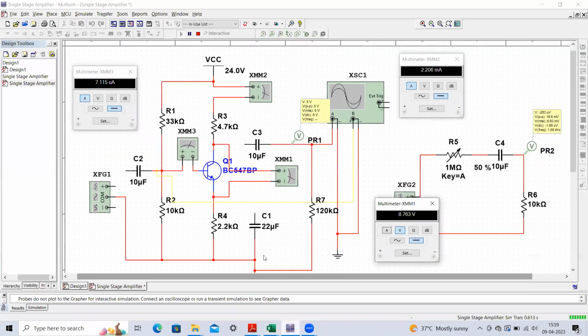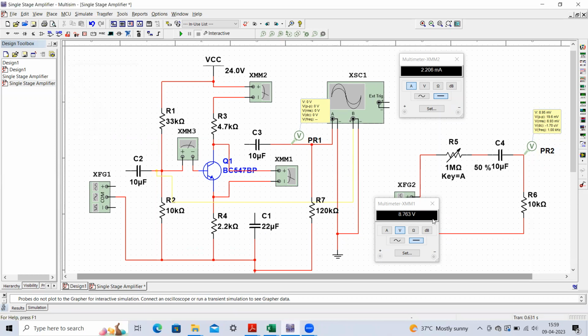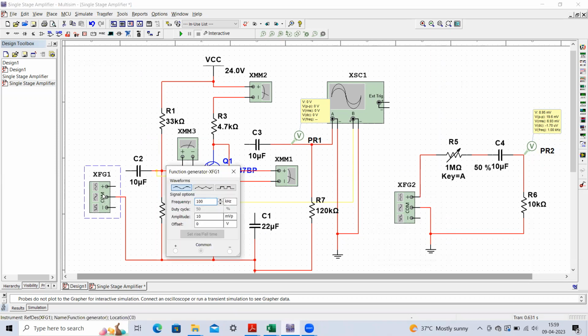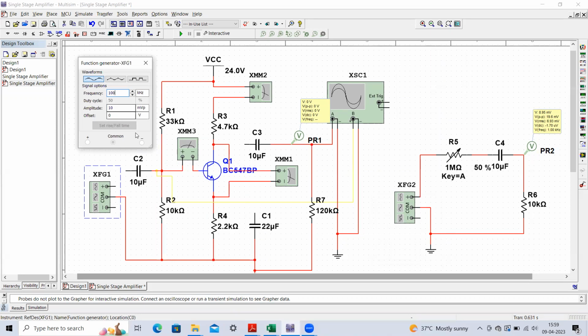To start our experiment, we have to stop this and now we can make this connection. Because we don't require further measurement of these voltages or currents, you can close all the voltmeter and ammeter readings. And here I have connected one source, our function generator. Here you can see this function generator.